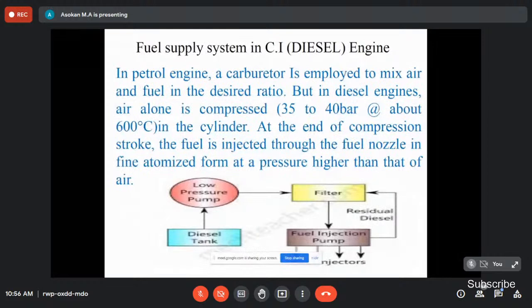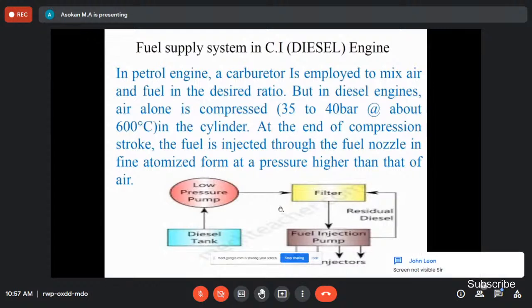The compression pressure is around 35 to 40 bar, and the temperature is around 600 degrees Celsius inside the combustion chamber at the end of the compression. So the fuel is injected through the nozzle at a higher pressure than that of the air pressure. Normally it is 200 bar or 225 bar.